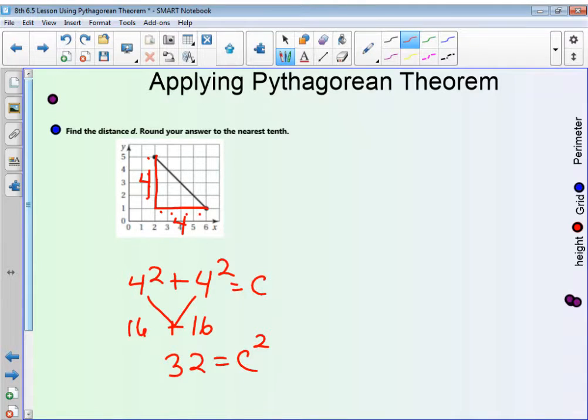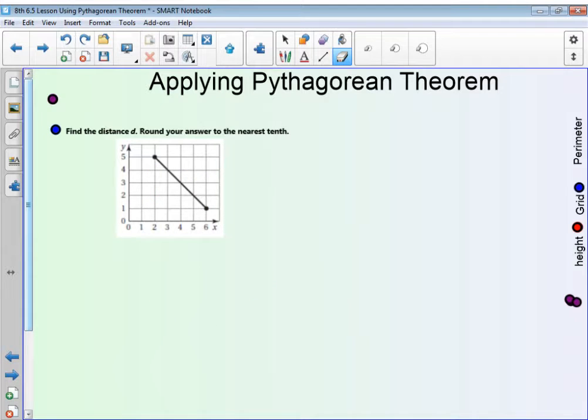Okay, so now when I go through to do that, I can go ahead and, what was that, 32, gave us 5.7. So this is about 5.7, whatever the units are. They didn't give us units, so we would just label it as units. Okay, so that's working off of a slant line.